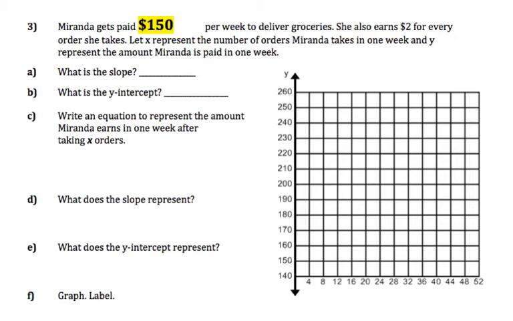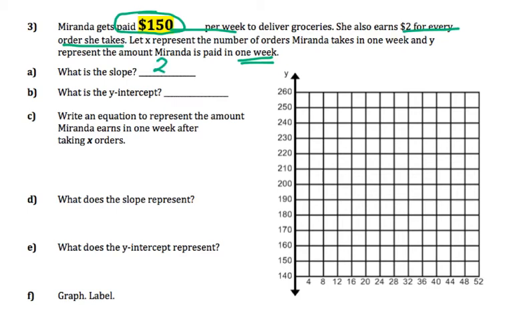So if we look through, we notice that she gets paid $150 per week to deliver groceries. She also earns $2 for every order she takes. Now, remember, we're doing it for 1 week. This is a key thing that we might overlook. 1 week. So since this is for 1 week, that 150 per week is not actually a rate. It's just 150. The rate comes in with a $2 for every order she takes. So our slope is going to be 2.